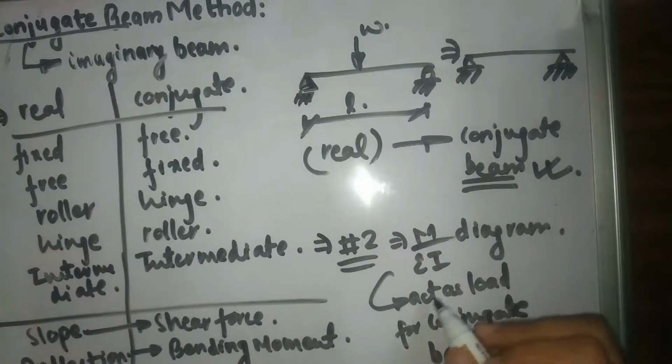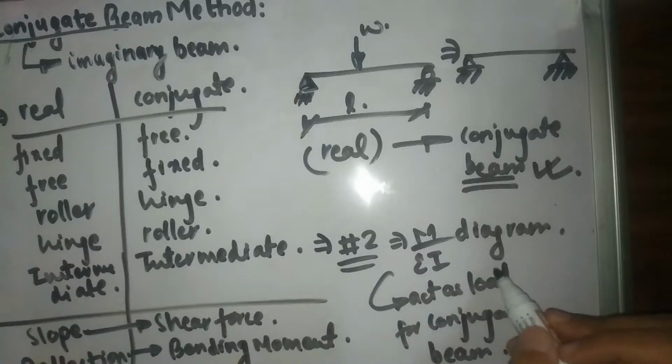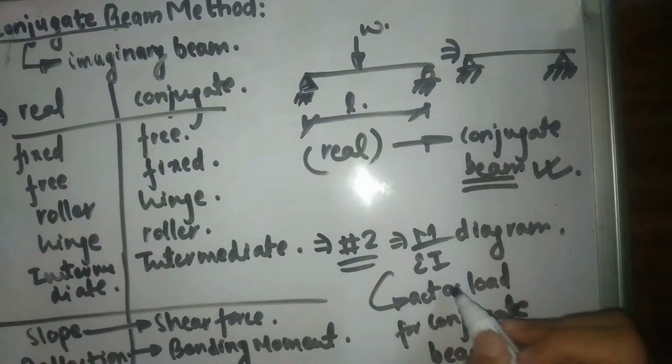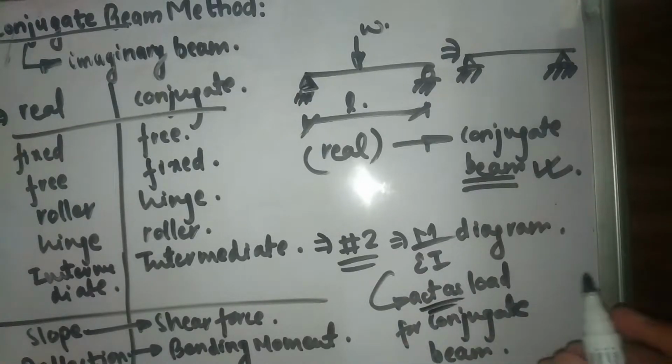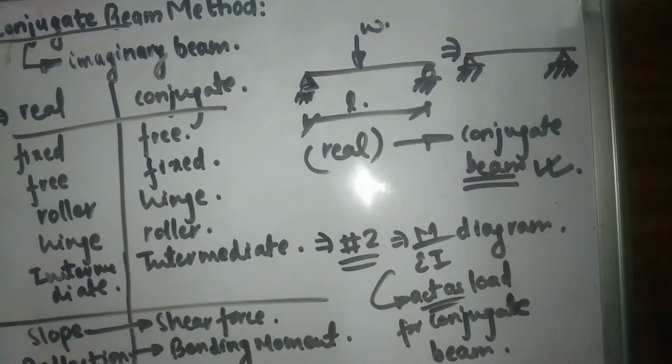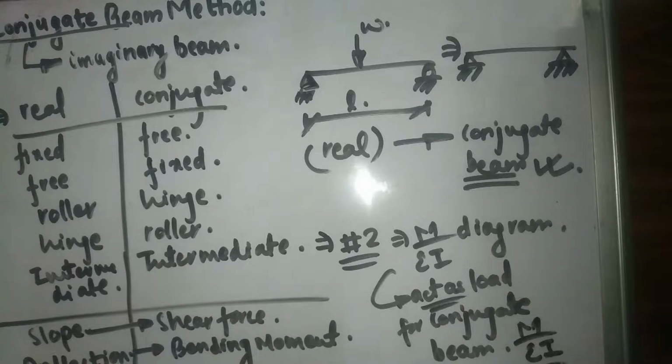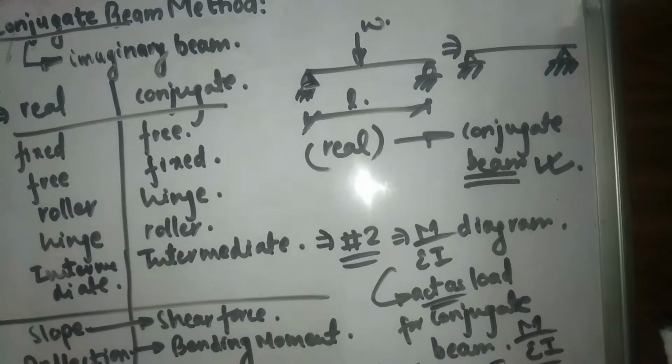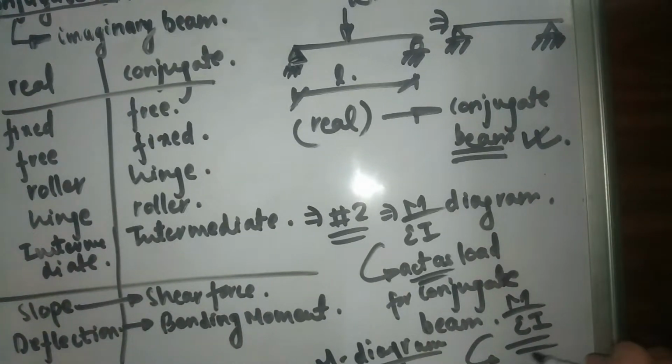So according to my rule 2, in our conjugate beam, M by EI diagram acts as load. So what is M by EI diagram? We know M diagram simply means our bending moment diagram. That bending moment diagram is divided by our constant EI. EI means our flexural rigidity, E is Young's modulus of elasticity, and I is our moment of inertia. This is our flexural rigidity.